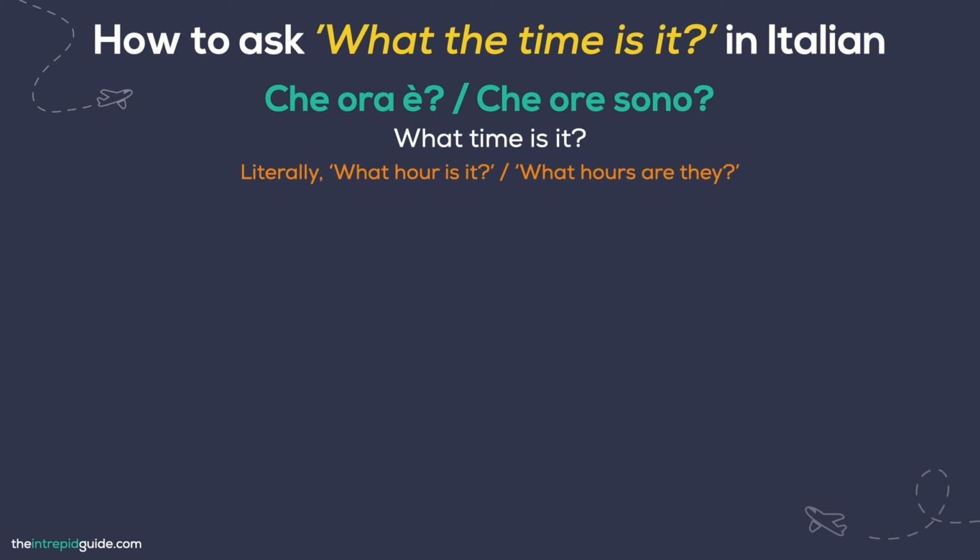And are interchangeable. The only difference lies in their literal meaning, which are, Che ora è? What hour is it? While, Che ore sono? This is plural, meaning what hours are they? These questions are suitable for both formal and informal situations.